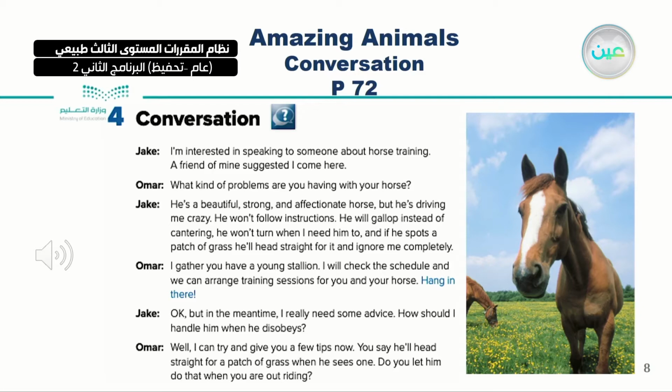He won't turn when I need him to, and if he spots a patch of grass, he'll head straight for it and ignore me completely. I gather you have a young stallion. I will check the schedule, and we can arrange training sessions for you and your horse. Hang in there. Okay, but in the meantime, I really need some advice. How should I handle him when he disobeys?